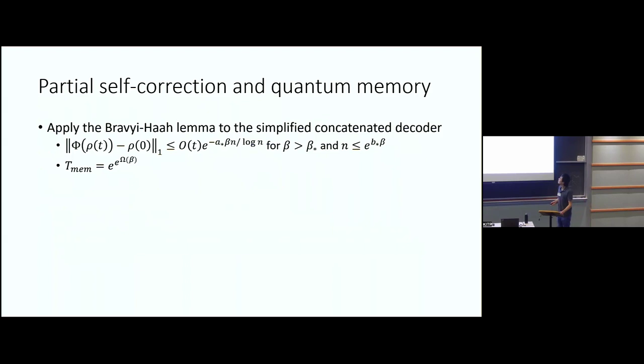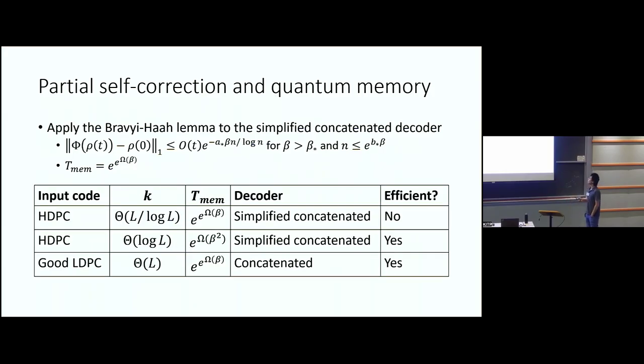Okay, so then the theorem that we can prove is that if we use this simplified concatenated decoder, we can get memory lifetime up to e to the beta, because it can correct errors of energy barrier L over log L. So this is kind of the summary of all of the results. We also explored slightly different scenarios.